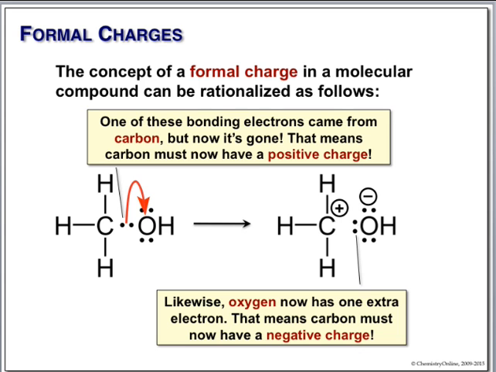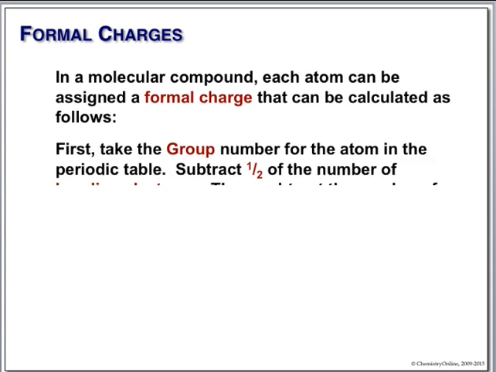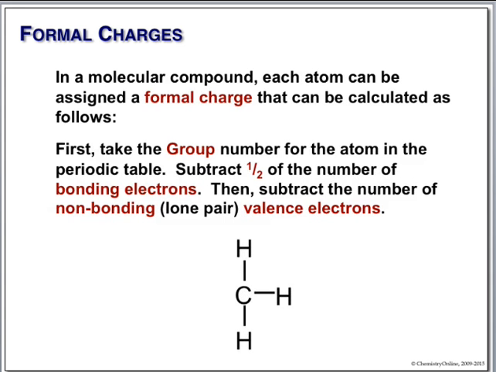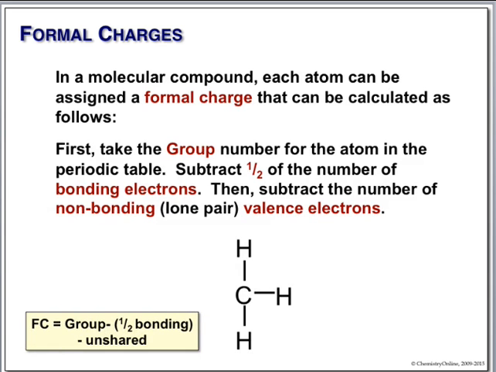Now there's a nice simple way to do this using a formula. The formula is going to be this, and you could write this on your 3x5 card if you want. Formal charge. What you're going to do is look at the group number for the particular element. You're going to see how many electrons you have around it. You're going to take half of the bonding electrons, you're going to subtract any unshared electrons, and you're going to get a charge. So let's look at our trivalent carbon here.